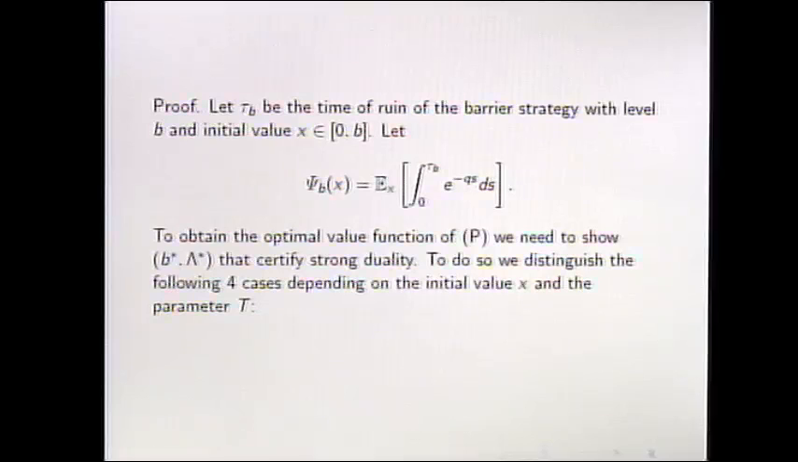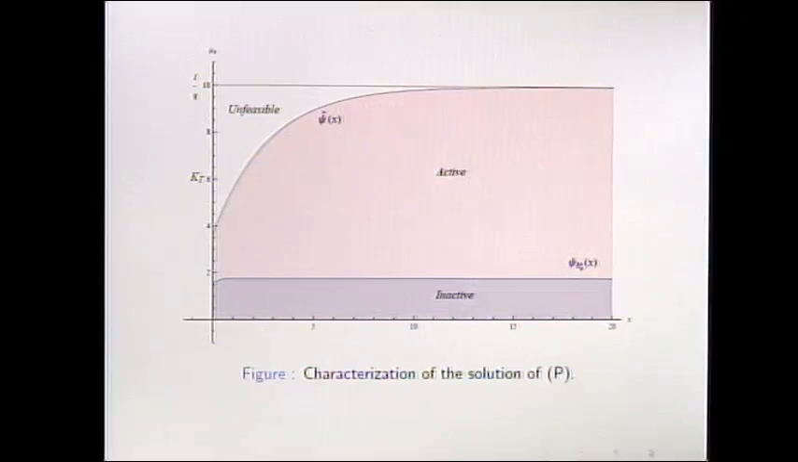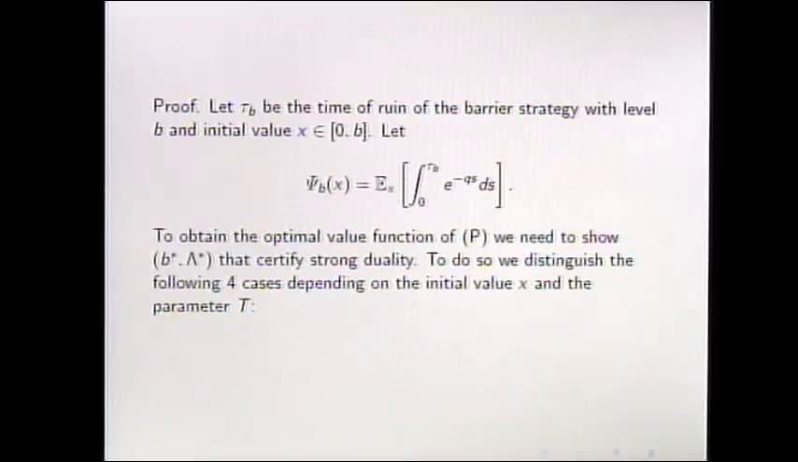And the idea is, we define this function C, which is just the left-hand side of our constraint. And we try to find certificates for strong duality, b star and lambda star. And we divide into four cases. So if I take an x, note that here x is fixed.